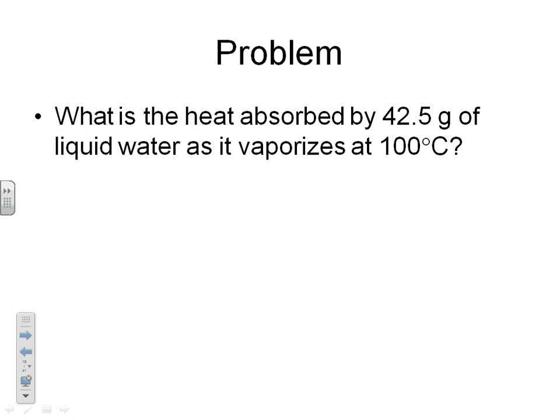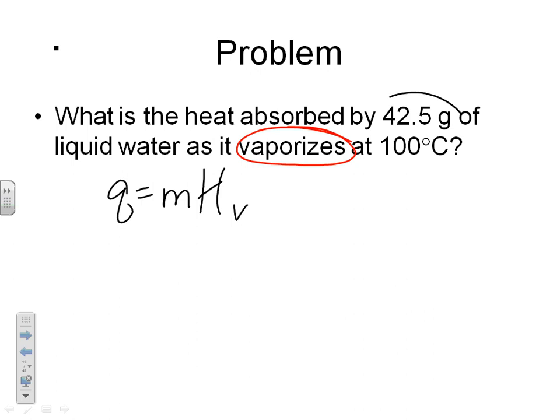So, a sample question with this. What is the heat absorbed by 42.5 grams of liquid water as it vaporizes at 100 degrees Celsius? So we have this word vaporizes, which is our key that we want to use this formula, Q equals mHV, because we know that we're talking about something turning from a liquid into a gas. What information do we know? We know the mass. We know that the mass of this sample is 42.5 grams.